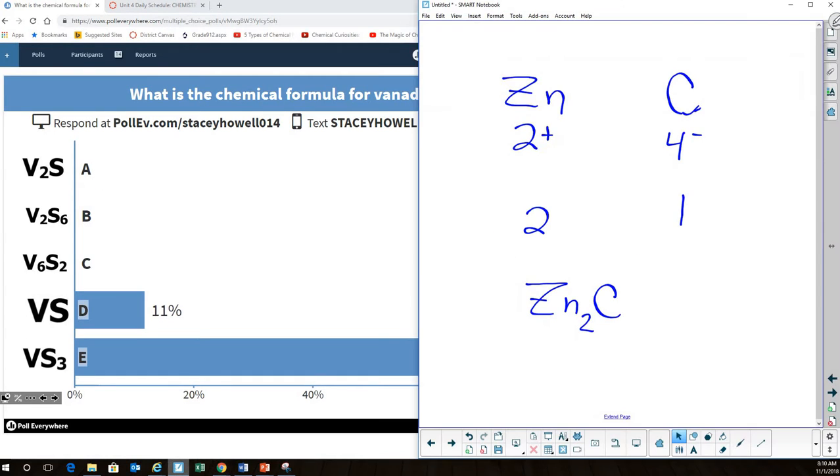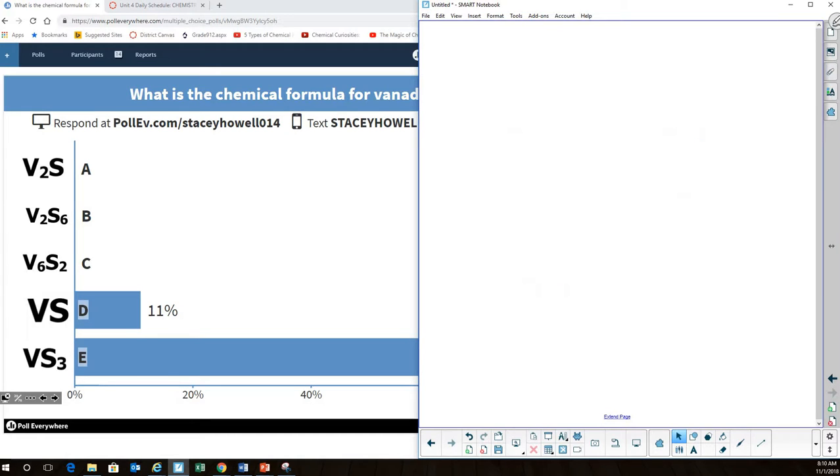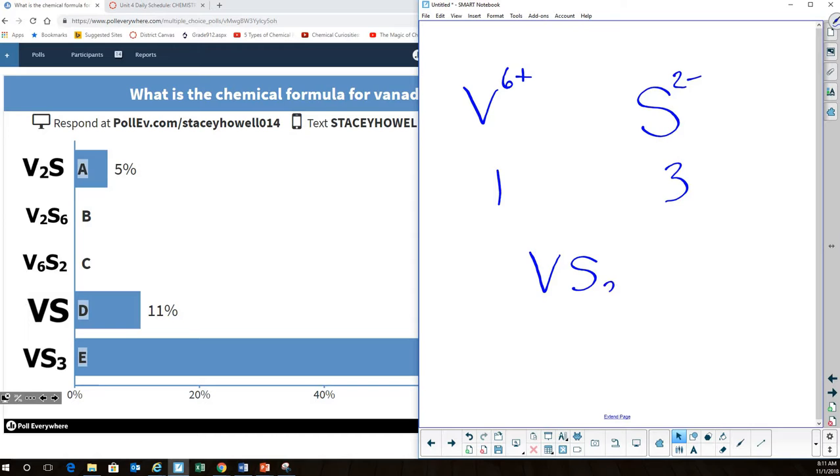Okay, I'm going to bring up the little white paper here. Let's talk it through. Most of you picked VS3. There's a couple that were not there, so I want to make sure we get it right. So it was vanadium with a 6+ charge, right? And we were putting it with sulfur, which is 2 away from being a noble gas, so it's a -2. What's the common factor? 6. So this one we just need 1 of. How many of this do we need to get to 6? 3. So when I write it, it's VS3, which is E. Does everybody see that?